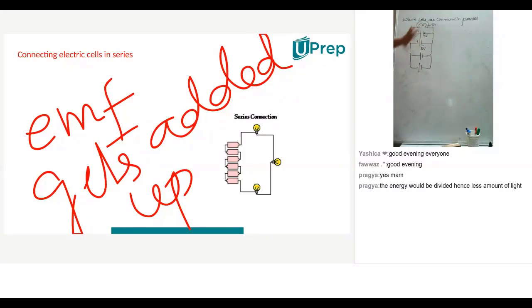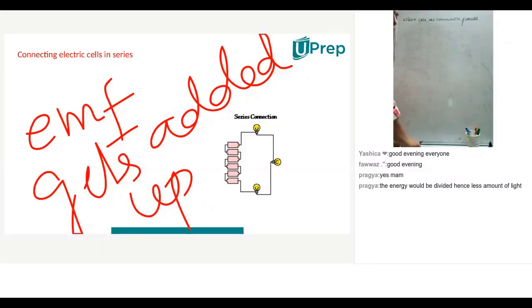When cells are connected in parallel, they don't get added up. Only a single potential will be seen across the bulb, and the bulb will be glowing similar to how it glows when a single cell is connected. So the EMFs will not get added up. Okay, ma'am.